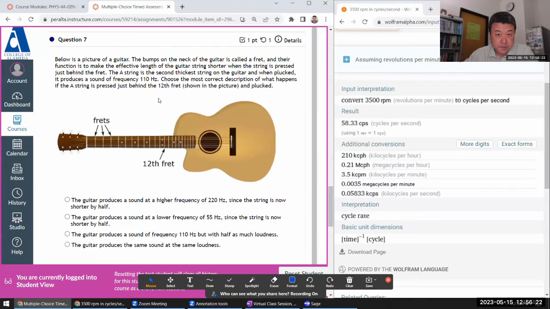Below is a picture of a guitar. Yeah, these are frets. A string is the second. When plucked, it produces that. What happens at the 12th fret? You can kind of see from this picture that it's about halfway in between. So you are reducing the wavelength to half. Wave speed should remain the same, so the frequency will double. Higher frequency, yeah.